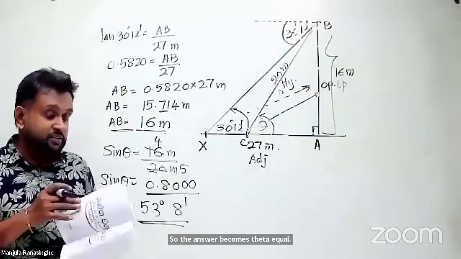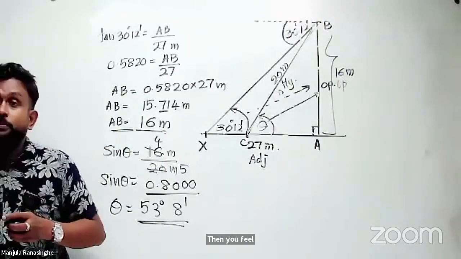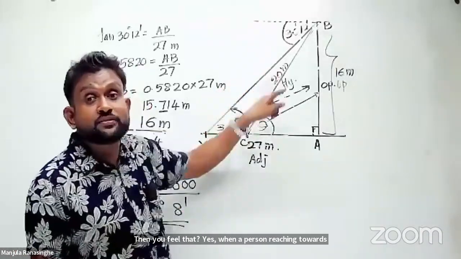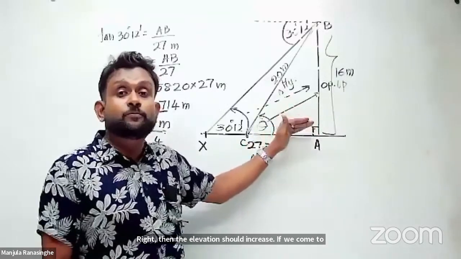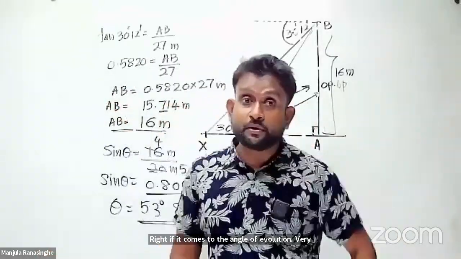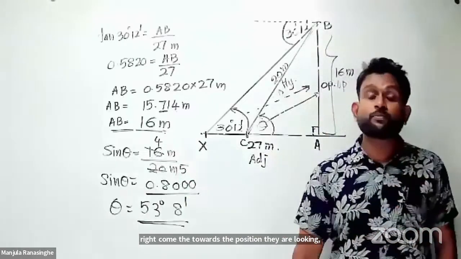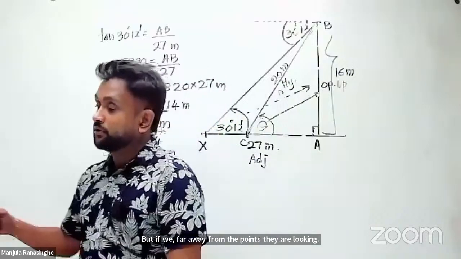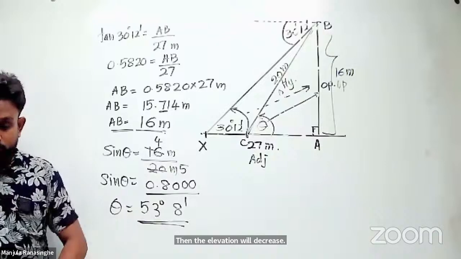Then you feel that yes, when a person is moving towards the building, the elevation should increase. If we come to a certain point, the angle of elevation is more, right? As we come towards the position they are looking at, the angle of elevation gets larger. But if we are far away from the point they are looking at, then the elevation will decrease, right? Correct.